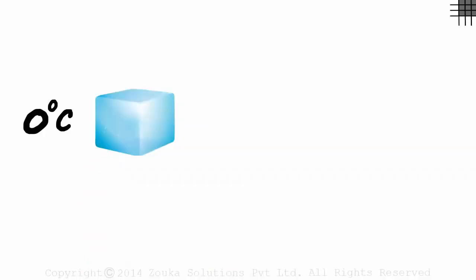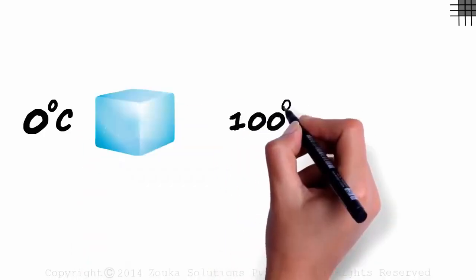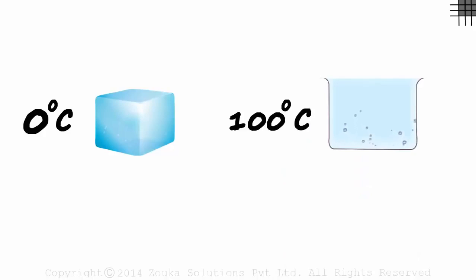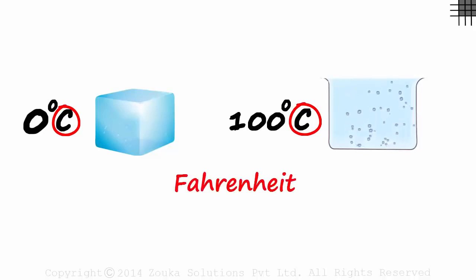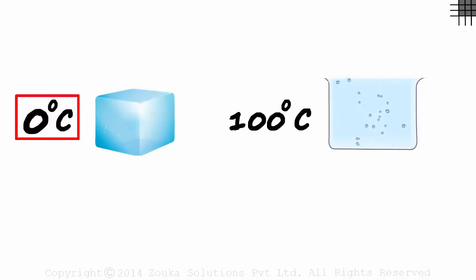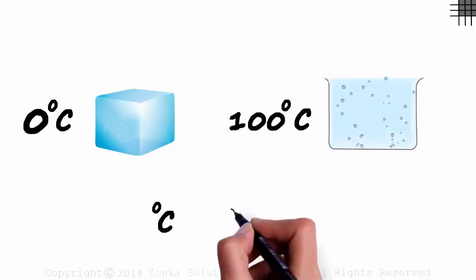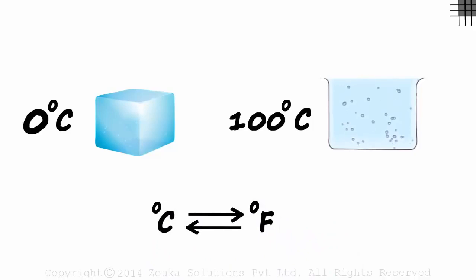We have heard of temperatures like 0 degrees Celsius, which is the freezing point of water, and 100 degrees Celsius, which is the boiling point of water. Though Celsius is a more common way to measure the temperature, Fahrenheit is also sometimes used as its unit of measure. 0 degrees Celsius is the equivalent of 32 degrees Fahrenheit. There is a particular way in which we can convert Celsius to Fahrenheit and vice versa.